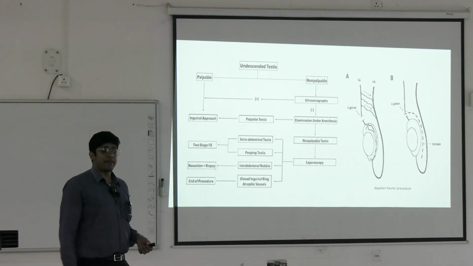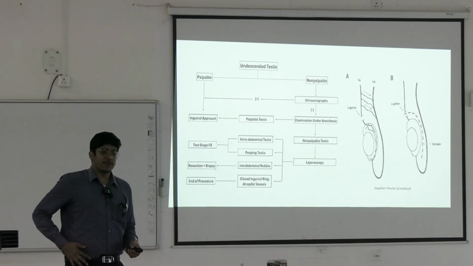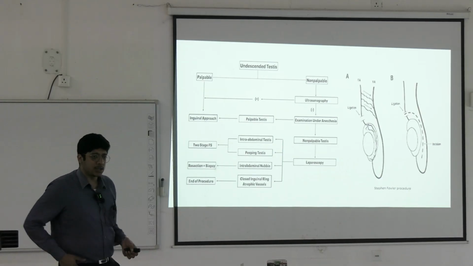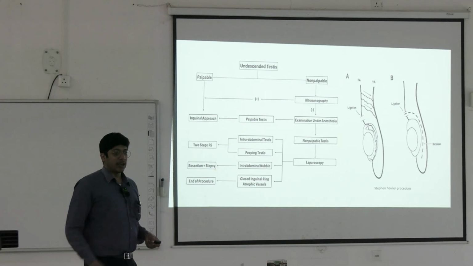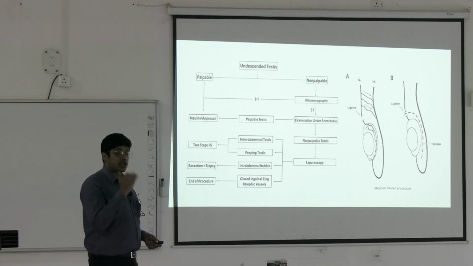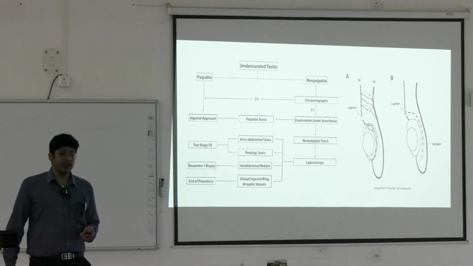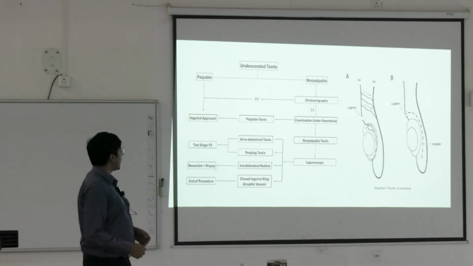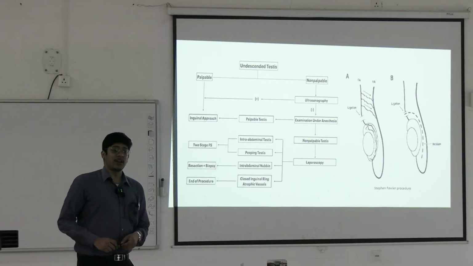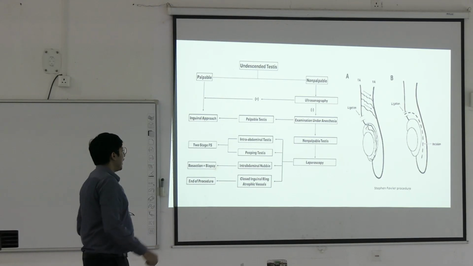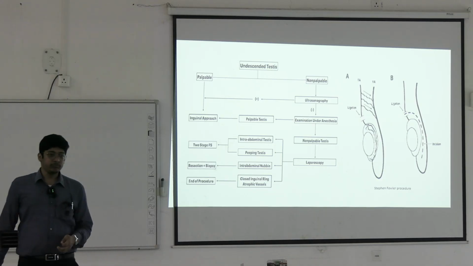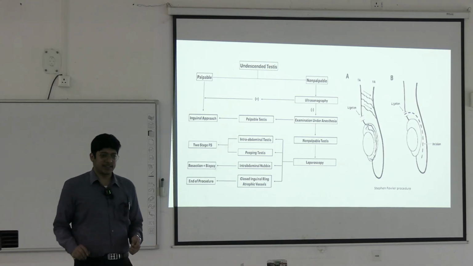So, my first step would be to do an ultrasonography scan of the inguinal region to look for a testis. If it is not there, then we have to presume that the testis is inside the abdomen, and we have to follow that up by doing an examination under anesthesia followed by laparoscopy. Okay, laparoscopy to find the testis.